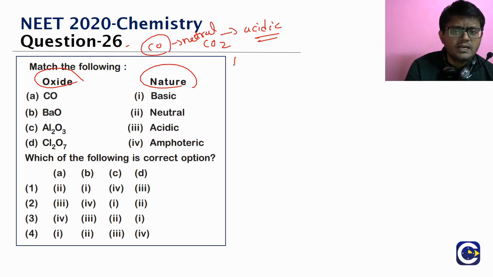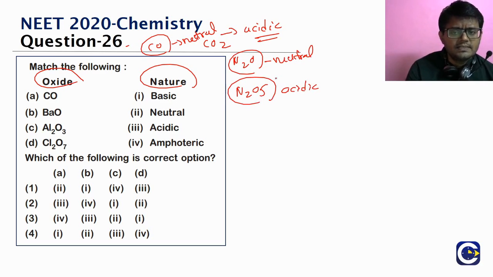Even if you look at N2O, nitrous oxide, it is neutral. As you keep going, N2O5 is a highly acidic oxide. So as the oxygen content increases, the acidic nature of the oxides also increases. Carbon monoxide is neutral, so A should be mapped to 2.